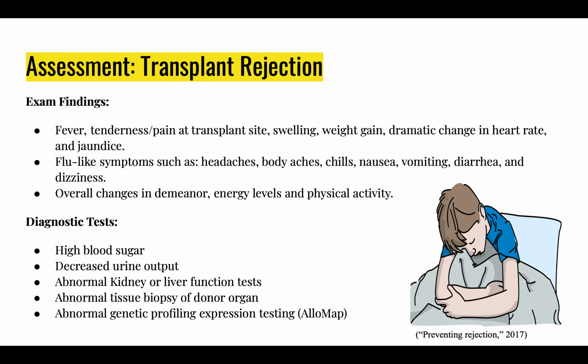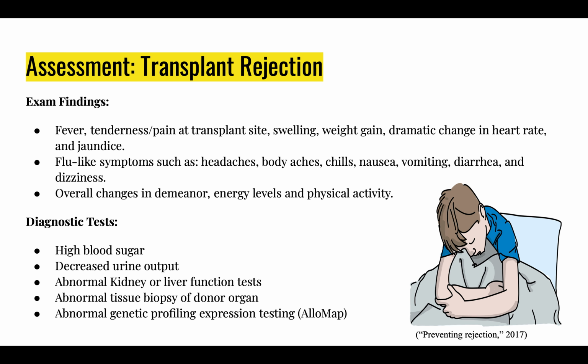The transplant patient will be closely monitored immediately following transplantation for rejection signs. Transplant rejection, although it is not desired, is expected at some level. Signs and symptoms to look out for are fever, tenderness or pain at the transplant site, swelling, jaundice, weight gain, a change in heart rate, and flu-like symptoms, including overall change in the demeanor, energy level, and the physical activity of the child. There are many diagnostic tests available to diagnose rejection, and they vary according to each patient.